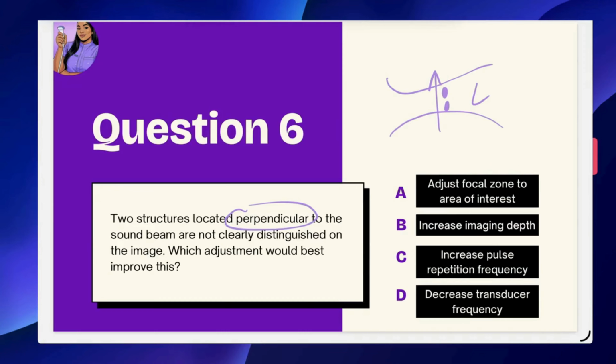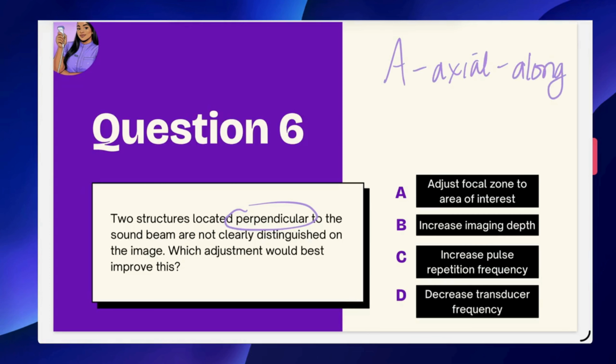Good job. I also have a memory trick that I have. Let me see. Sorry, I'm going to erase that. I have a memory trick where I say A for axial and also A for along the sound beam. So if you see anything talking about being along the beam, then I know that is talking about axial resolution. And then I have L for left to right, and also L for lateral. So when we're talking about structures that are side by side or left to right or across the sound beam, then that's how I remember we're talking about lateral resolution.